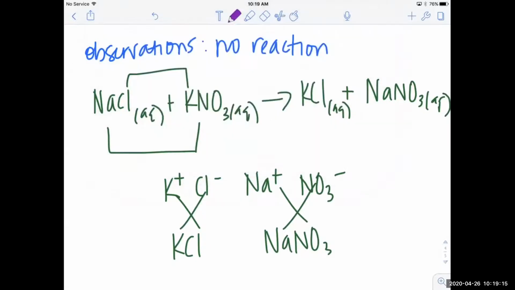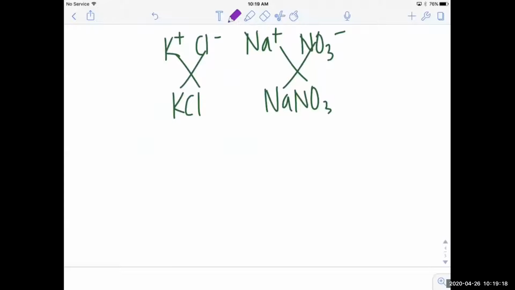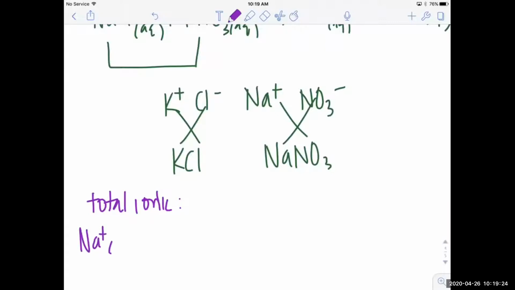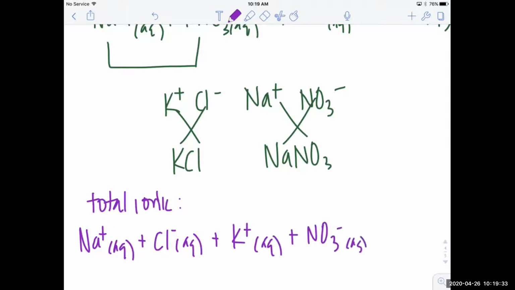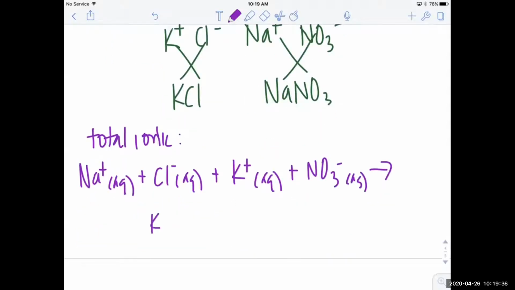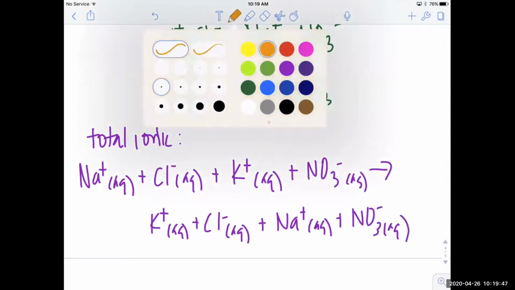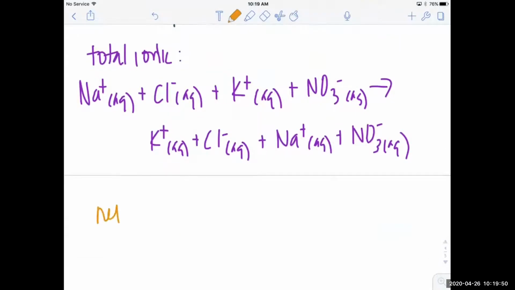So I'll go ahead and write the total ionic. Here's where we're going to split up all aqueous again, remember? So I have to split up everything. This is going to be Na plus aqueous plus Cl minus aqueous plus K plus aqueous plus NO3 minus aqueous. This goes to K plus aqueous plus Cl minus aqueous plus Na plus aqueous plus NO3 minus aqueous. Our net ionic, because everything is going to be crossed off, is just no reaction. You can just write NR for no reaction, or you can actually write out no reaction.